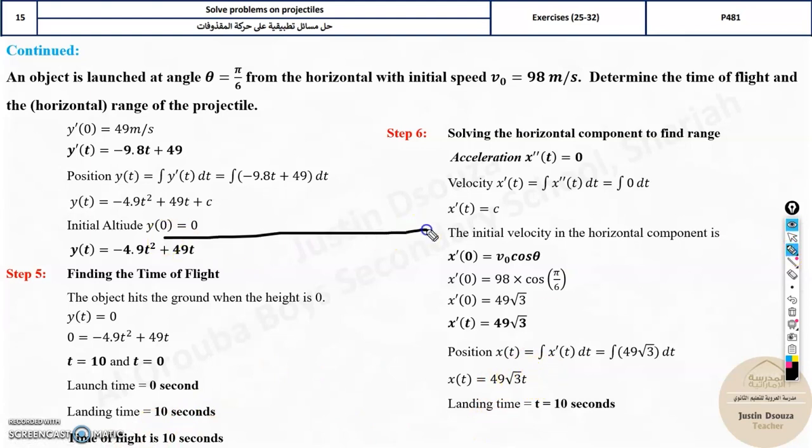So this is the horizontal velocity, right? If you multiply it by the time, you will get the exact horizontal distance. So multiply it by 10, this is your horizontal distance. That is how we solve this.